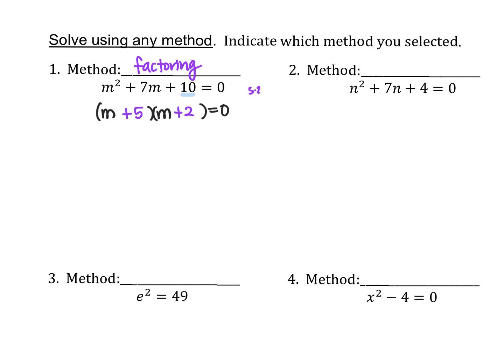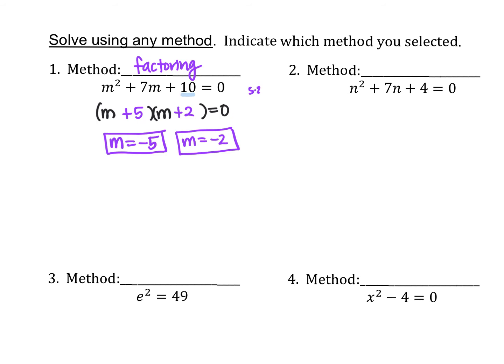Sometimes I change my mind after I start. Okay, but because I could factor it in my head, I'm going to use this method, which means I got m equals -5 and m equals -2. You could also have used the quadratic formula. The quadratic formula always works. Factoring and square root only sometimes work.